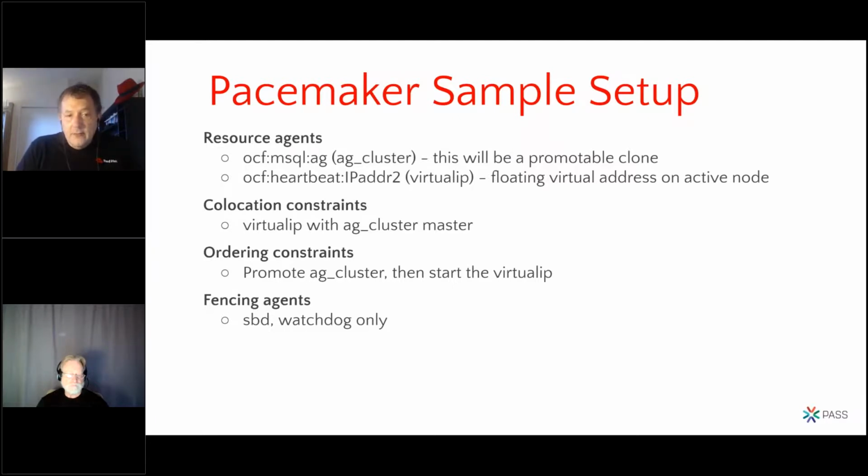We're going to be using, of course, the SQL Server Resource Agent today. We'll call that AG cluster. We'll be using the IPaddr2 resource today, which will be our floating virtual IP address for the active node, and we'll call that virtual IP. We'll be setting up some colocation constraints, so virtual IP will always run with the AG cluster master node. And then we'll also have ordering constraints, so AG cluster will always start first, and then virtual IP will start afterward. And finally, we'll be using SBD for our fencing. And again, we'll be using only the watchdog portion of SBD.